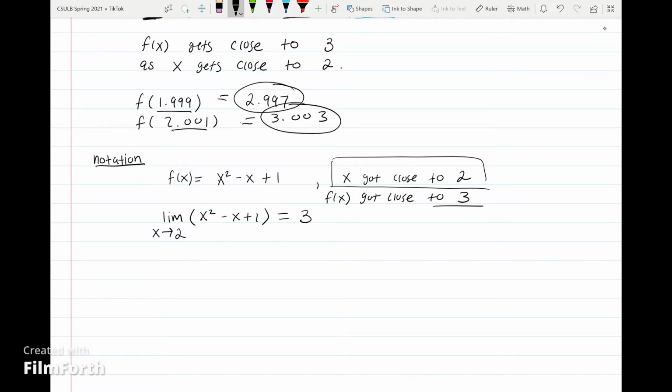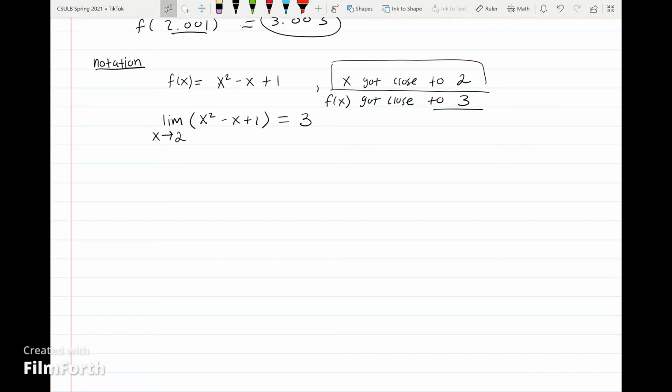Okay? So the number on this side is the y value, or the function's value. I hope you're taking notes on that. The number here is the value that x is getting close to. And the thing here is just your function, so whatever function you're dealing with. Okay, so that's the notation.